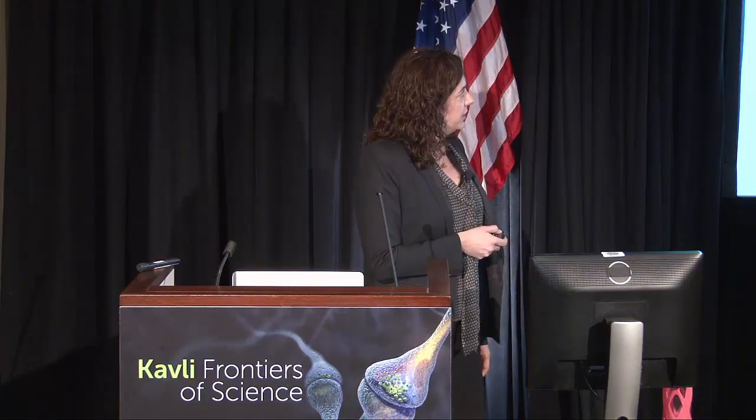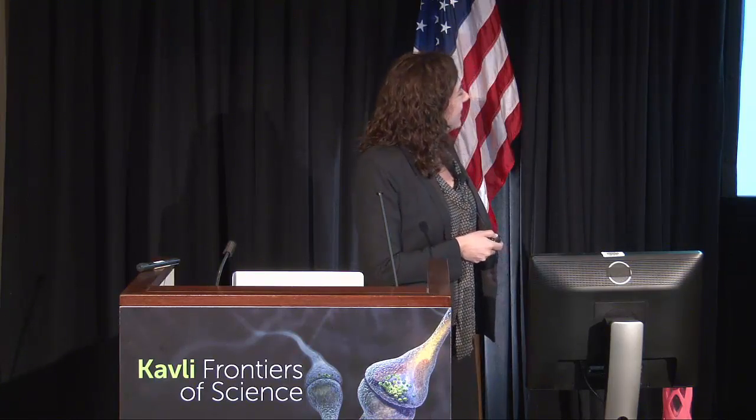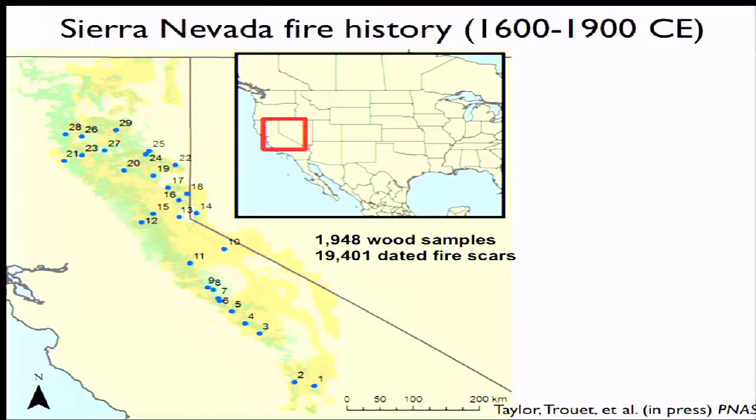So in another study that's actually coming out week after next, we collected data from 29 sites throughout the Sierra Nevada, so over 600 kilometers spanning from north of Lake Tahoe all the way to Sequoia Kings Canyon. 2,000 samples with almost 20,000 fire scars in them.